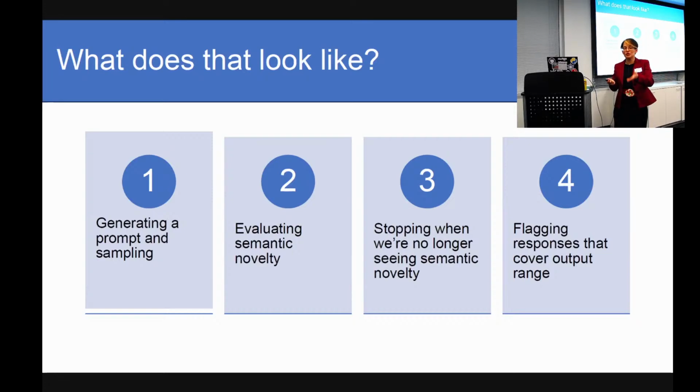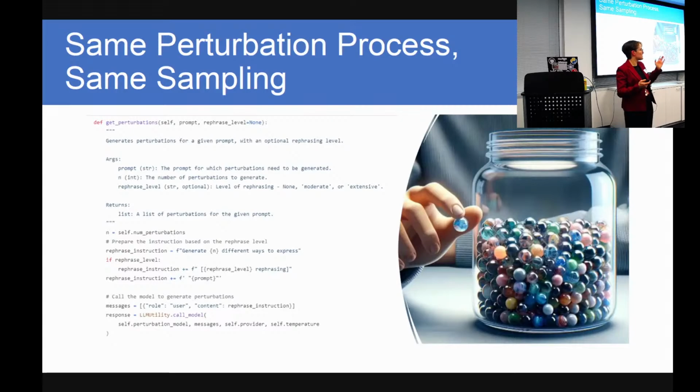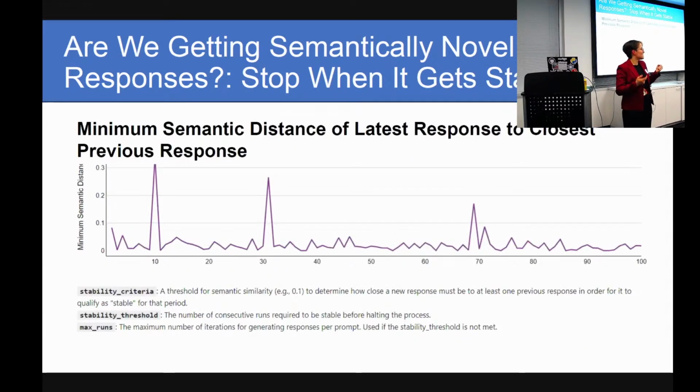Because we don't know what we're looking for, we can't just say, give me the best, because we don't know what the best is, right? So we want to flag responses that are representative of the full range that we saw without making a human read everything. Okay, so same perturbation process, same sampling: we generate some rewordings, we randomize the rewordings, we randomize the temperature region, and we grab something. I made the text here bigger as well, but I think it's still a little bit challenging.